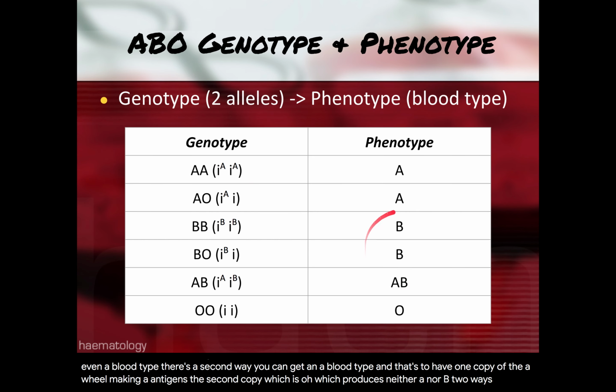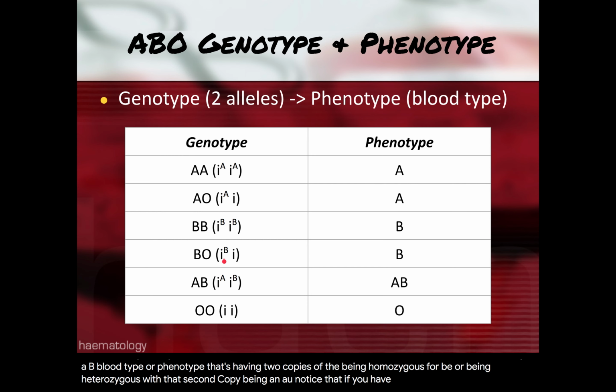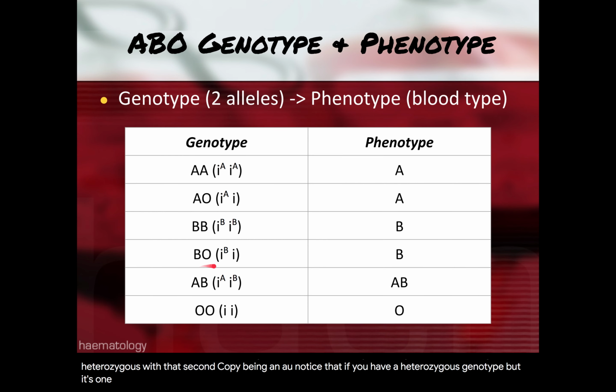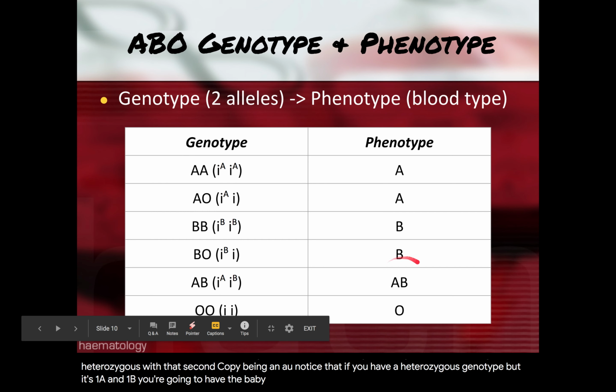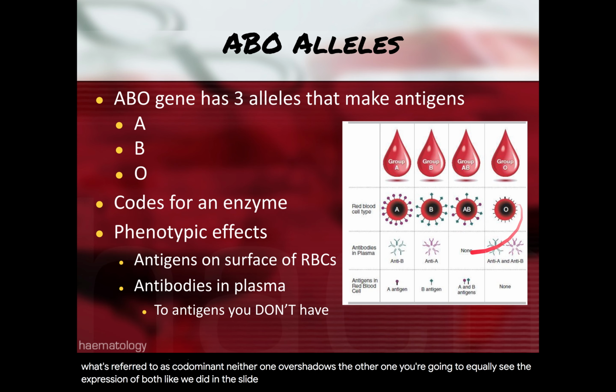Likewise, there's 2 ways you can get a B blood type or phenotype. That's having 2 copies of B, being homozygous for B, or being heterozygous, with that second copy being an O. Notice that if you have a heterozygous genotype, but it's 1 A and 1 B, you're going to have the AB phenotype, AB blood type, and this is because A and B are what's referred to as codominant. Neither one overshadows the other one. You're going to equally see the expression of both, like we did in this slide, where we've got both A and B antigens on the surface of our red blood cell.